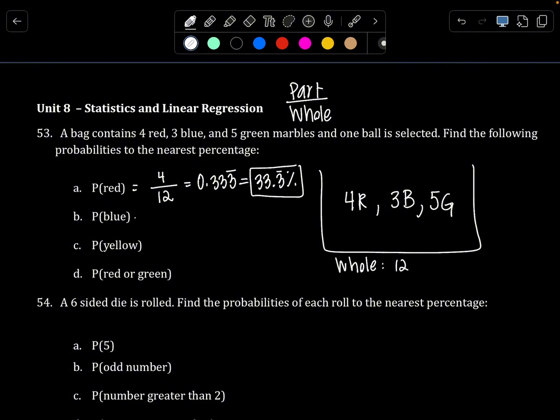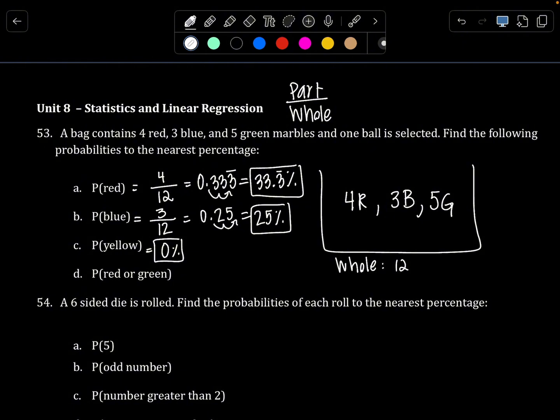What's the probability that you're blue? Again, your total is 12, but your blue is 3. 3 out of 12 is 0.25 as a decimal, but then multiplied by 100, or move the decimal over twice. 25%. Probability that you're yellow. I don't see any yellow. I only have red, blue, green, so 0%.